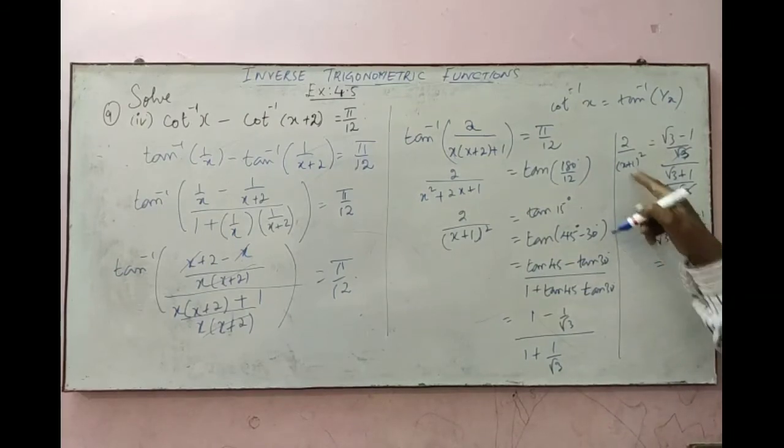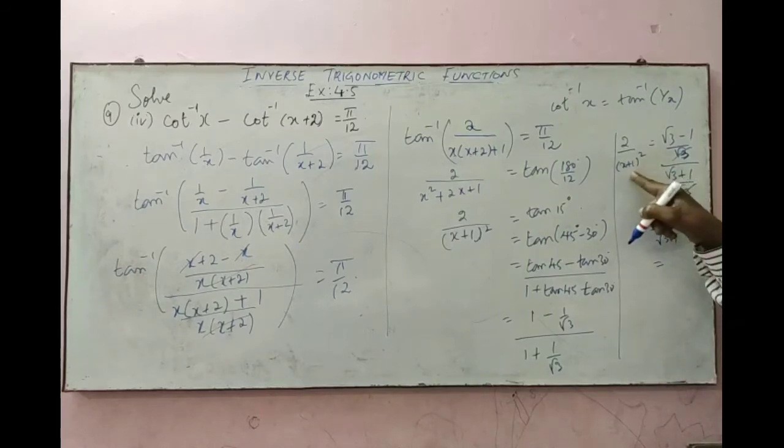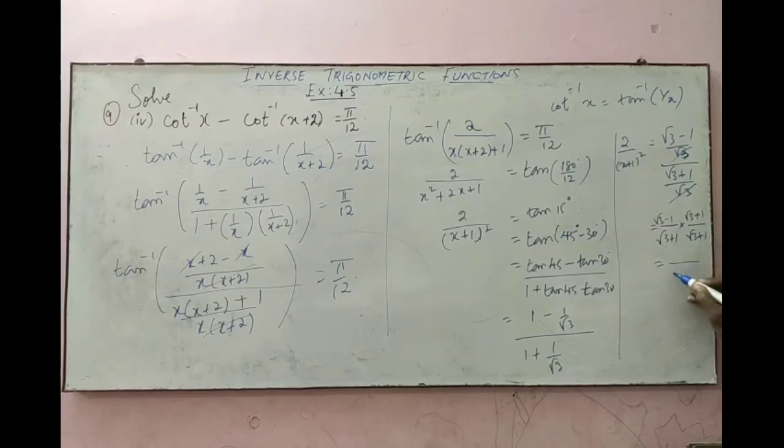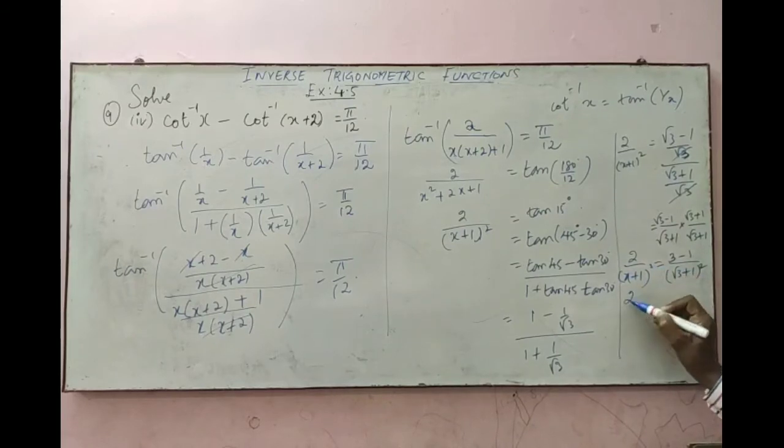Then only it is easy for you to calculate the answer, because in the denominator of the left side we have whole square. So now you get root 3 plus 1 whole square. If you multiply, this is in the form of a minus b into a plus b. You will get a square, that is root 3 square gives 3, minus 1 square gives 1. So again 2 by x plus 1 whole square is equal to 2 by root 3 plus 1 whole square.